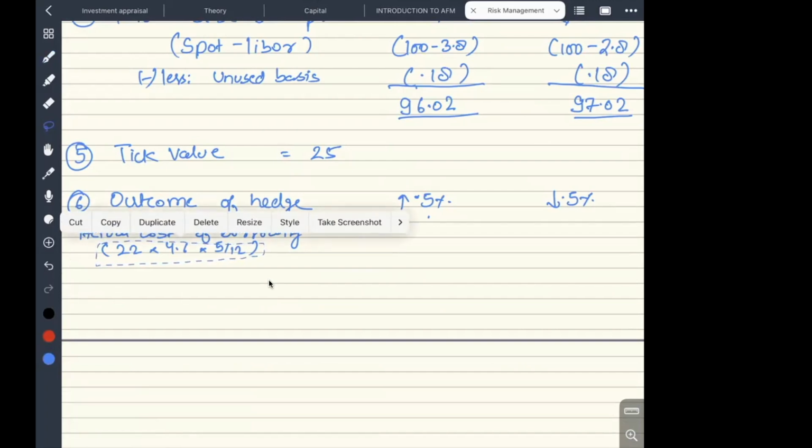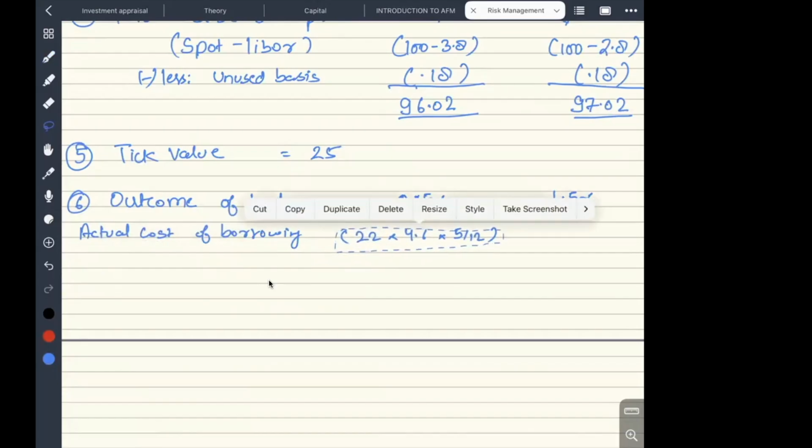Isn't it given in the question that the rate will rise 0.5%, or it may also fall? It may rise, it may fall. We are borrowing here, right? And if the interest rate falls, it will benefit us, right? But since it is a future, we are not sure of the outcome. So we have to consider both the scenarios. What will happen if it falls? What will happen if it rises?